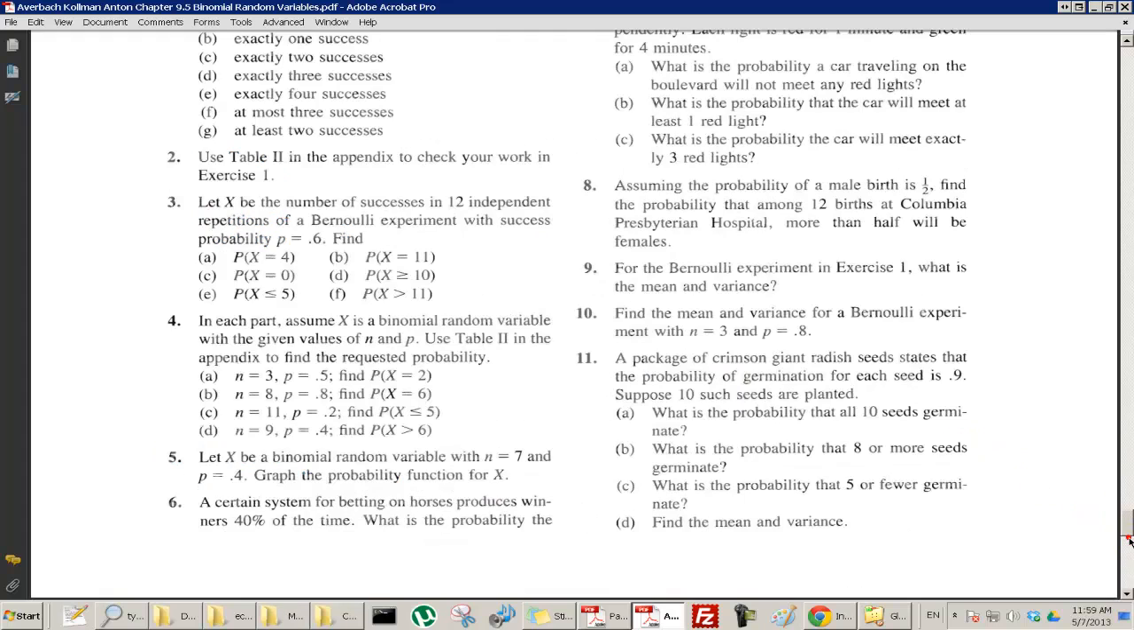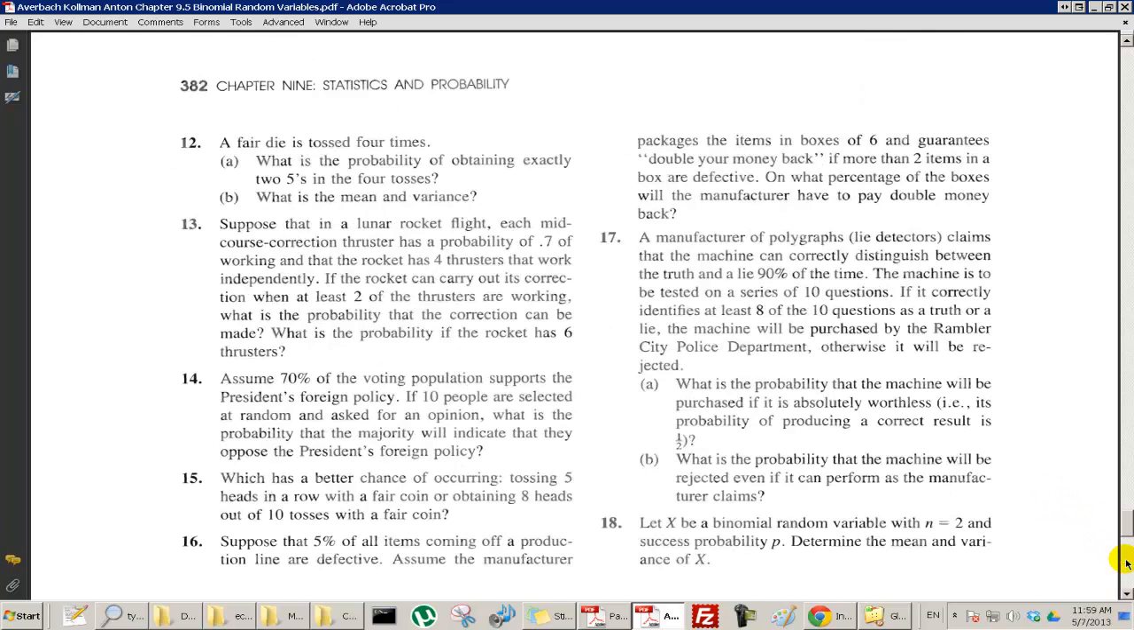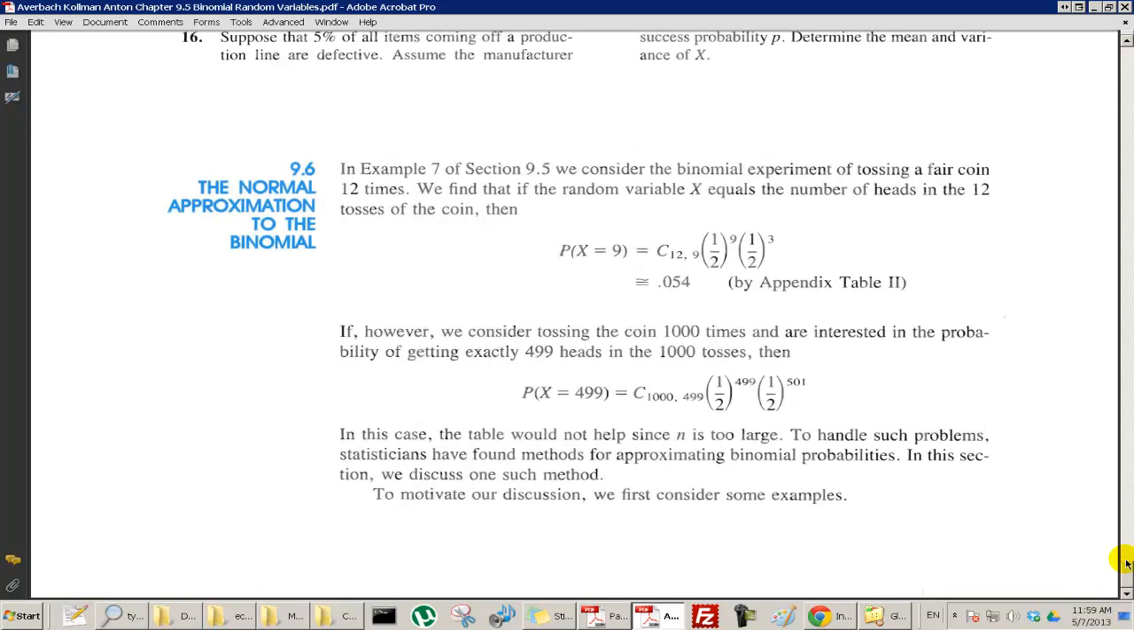Okay, here are some problems that I recommend you take a look at, and I will try to post the answers to the odd-numbered problems for you to check. Next section will be the normal approximation to the binomial.